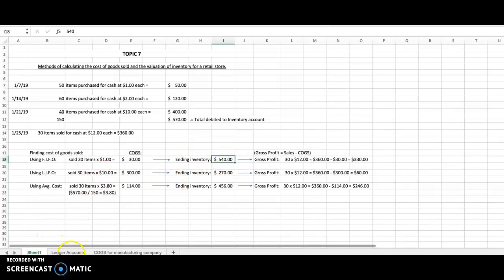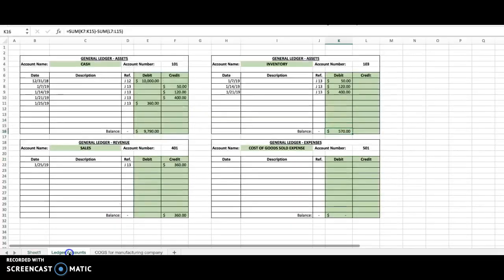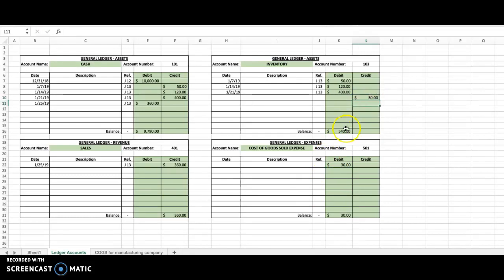Let's take a look at what would happen here, first of all in the journal and then eventually in this ledger. The entry would be a debit to cost of goods sold expense of the $30. That's the cost of the goods sold that we just figured using FIFO. The debit goes to cost of goods sold expense. The credit goes to inventory. And you see what happened to the balance. It's down to $540.